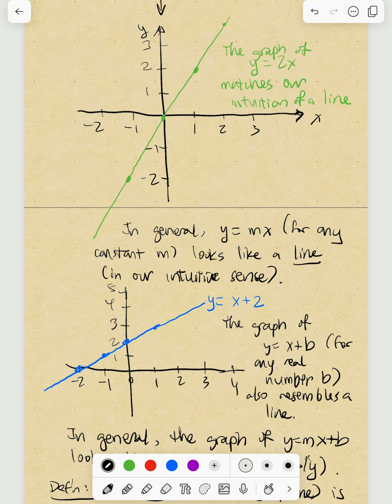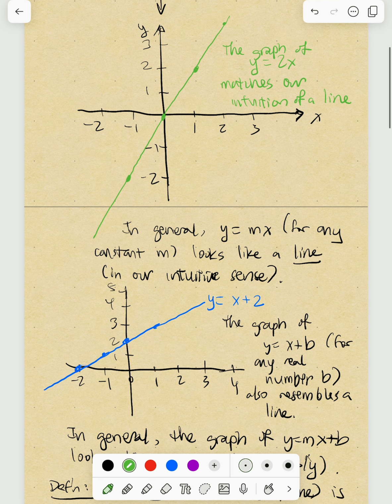So all these green points, like 1 comma 2, here's 1 comma 2. 1 comma 2 satisfies the equation y equals 2x, because if you plug in y equals 2 and x equals 1, you do get that y equals 2 times x. And it's the same with other points like 2 comma 4, 0 comma 0, and these are real numbers, right? So they can be literally any real number x, and y will just be 2 times that number. And if you take all those points, they form what looks like a line. The graph matches our intuition of what a line should be.